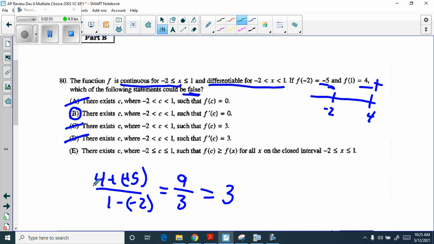And then we've got E. There exists some C such that f of c is greater than or equal to f of x on the closed interval from -2 to 1. So this graph is increasing between those 2 points. So if we're increasing, we're going to be greater than that f of x. So B is our final answer.